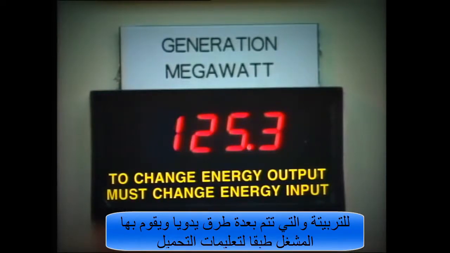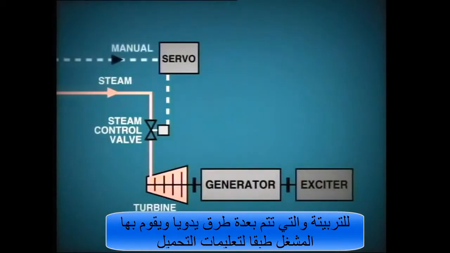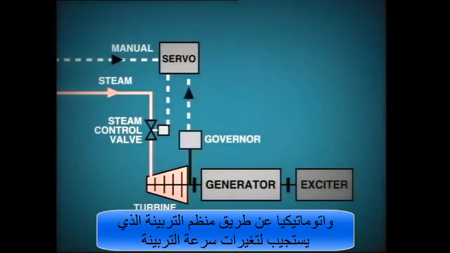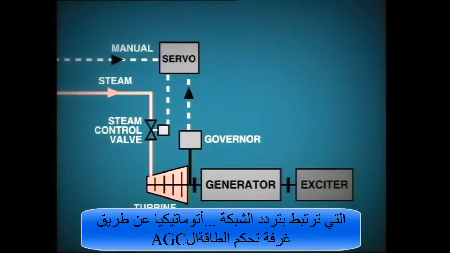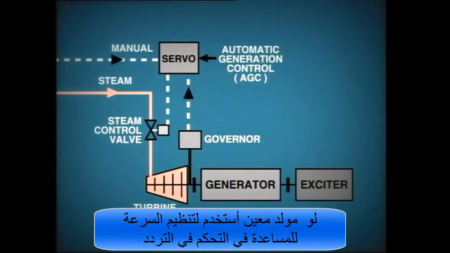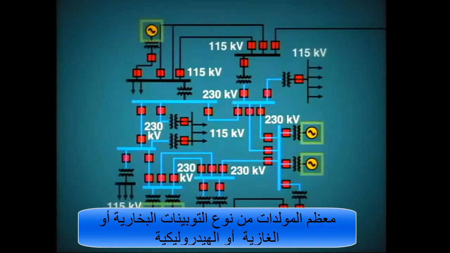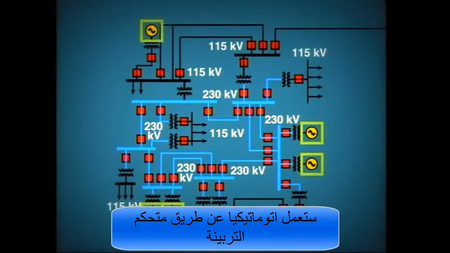This may be performed in several ways: manually by the operator in accordance with predetermined loading instructions or on request from the dispatcher; automatically by the turbine governor, which responds to changes in turbine speed, which is in turn related to system frequency; automatically by the dispatcher's AGC if this particular generator is being used for regulation, that is, to assist in frequency control. Most of the machines on the system, that is, steam turbines, gas turbines, and hydro turbines, will operate on governor control.